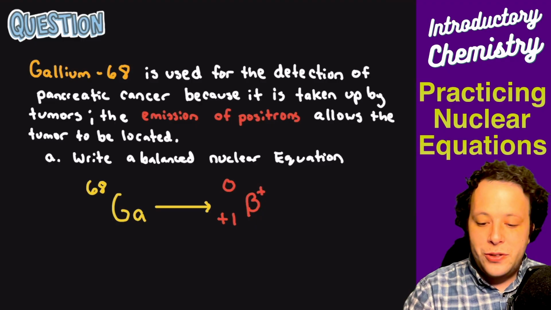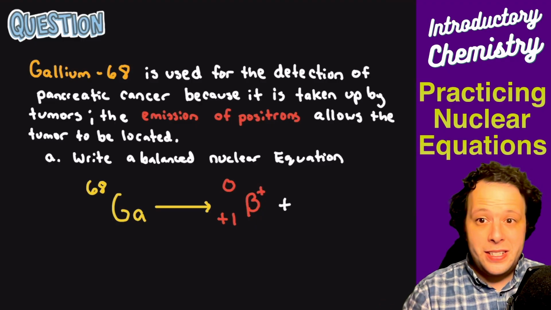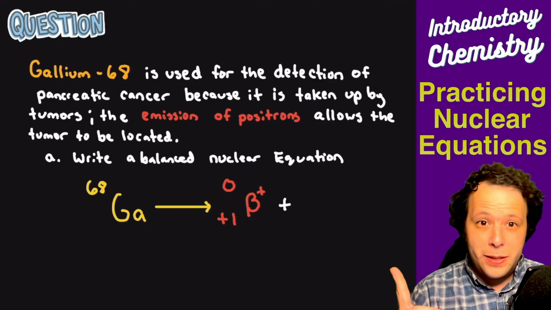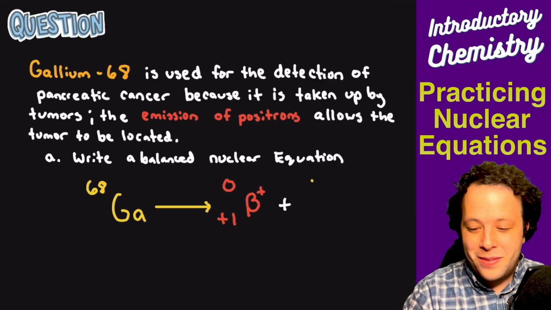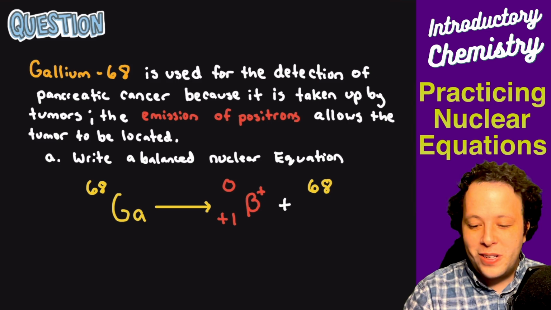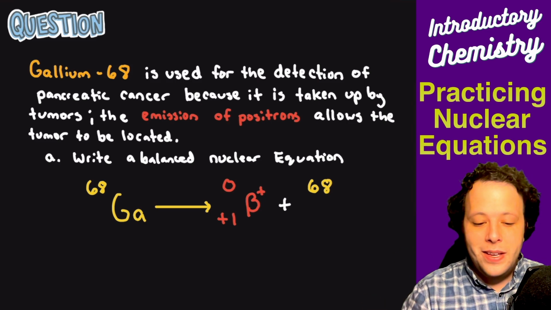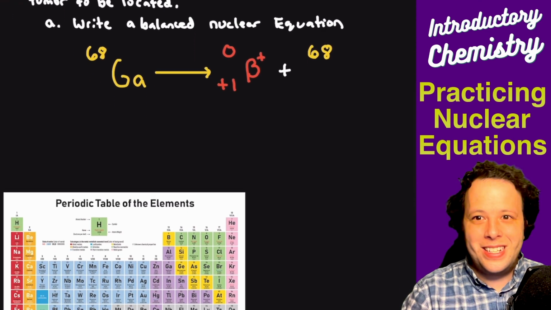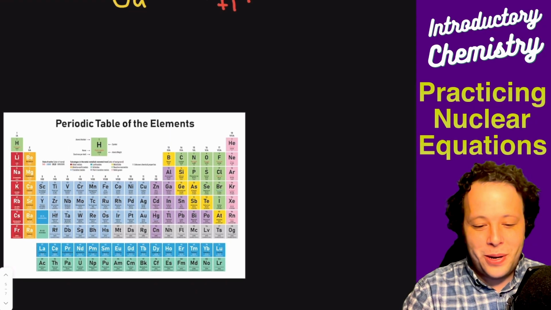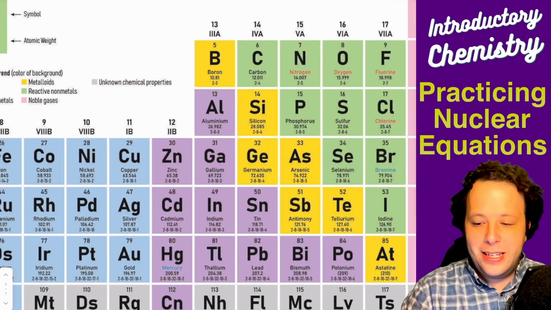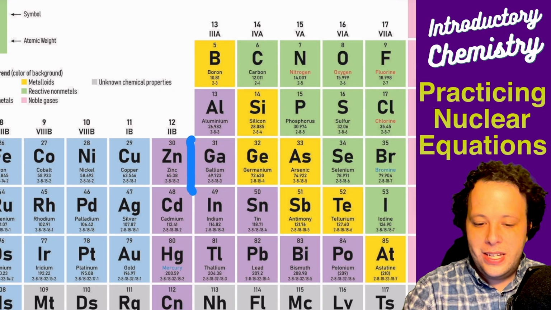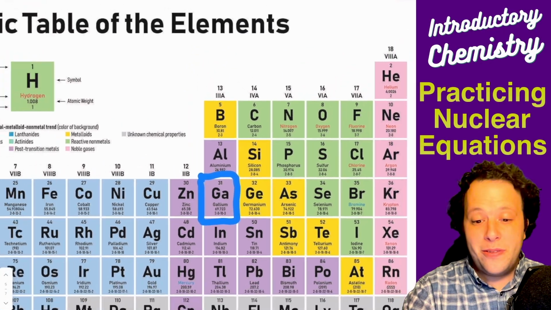And now we want to try to figure out what species is going to be created. Well, the one thing we can remember is the tops are going to be equal. So that's a pretty easy one, being that a positron has no mass. So that means the mass of our new particle is also going to be 68. Now, you're probably trying to think of, well, what's the atomic number for gallium? Well, that's why we have periodic tables. We look these things up. So you can see gallium is right here. It has an atomic number of 31.